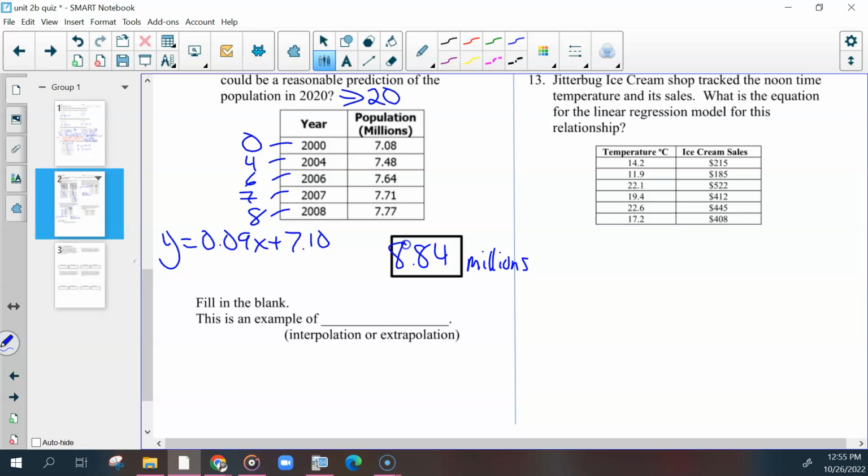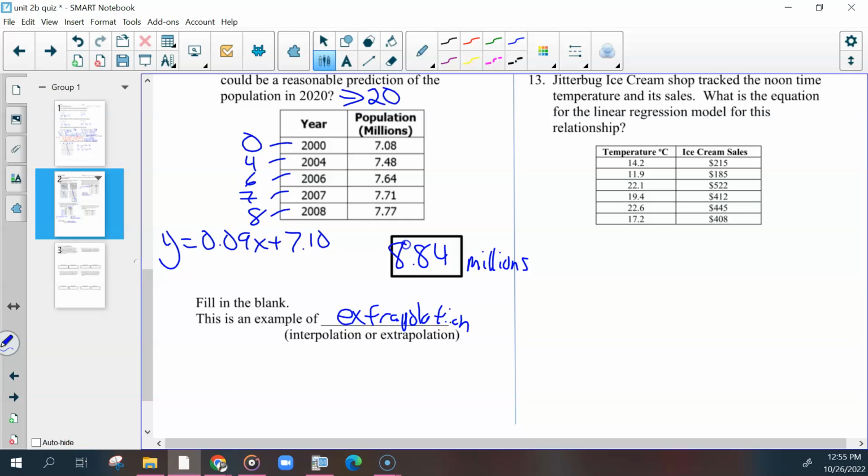So in millions, talking about the population. And then interpolation: does this fall within the data or outside of the data? The answer is outside of the data, so extrapolation. This problem was worth 3 points, 1 for the line of best fit, 1 for the answer, 1 for this. Everything else you could get partial credit. This was all or nothing, so you had to know whether that was extrapolation or interpolation.